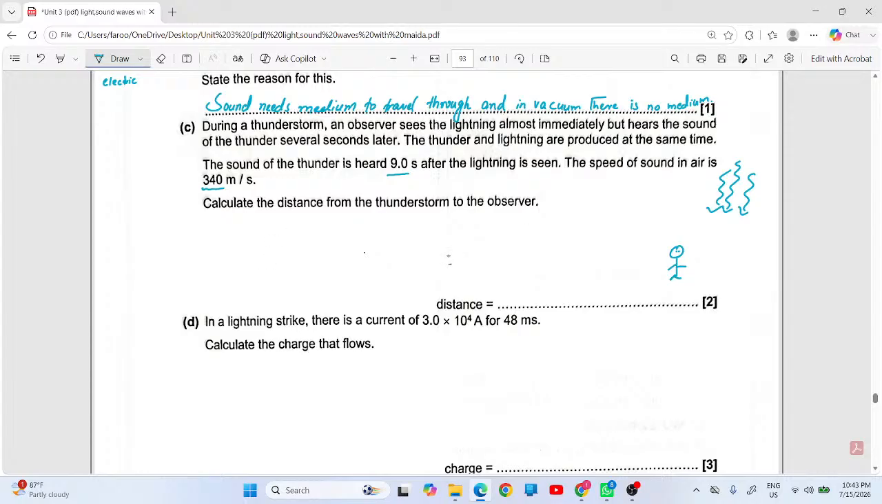Distance, very simple: distance equals speed into time. Speed is 340, time is 9. So 3060 meters.